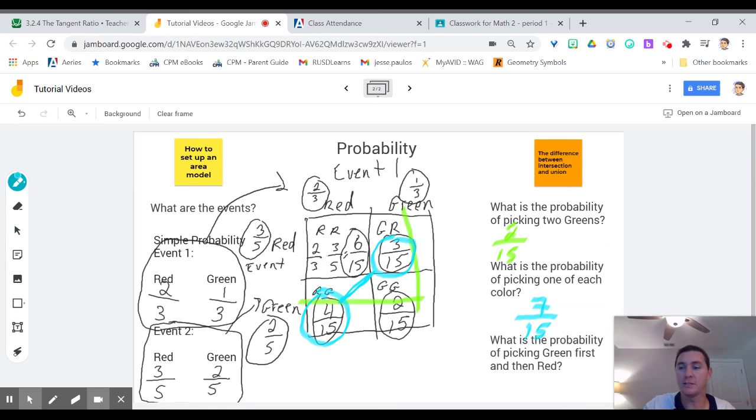Okay? And our last question, what is the probability of picking green first and then red? So it's got to go green first, which is highlighted in green, and then red second. And notice how when those intersect, it's this space right here. And so it's just 3 out of 15.